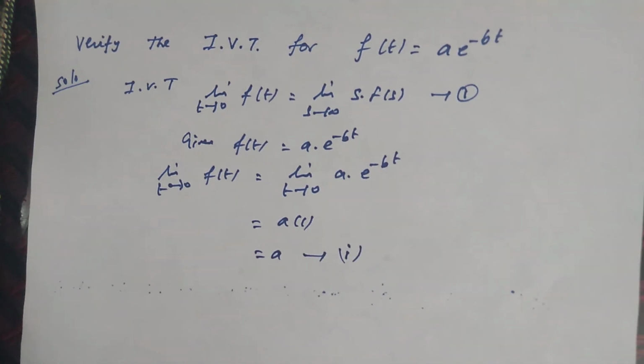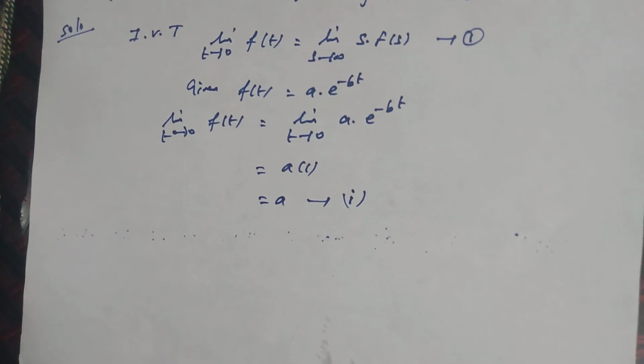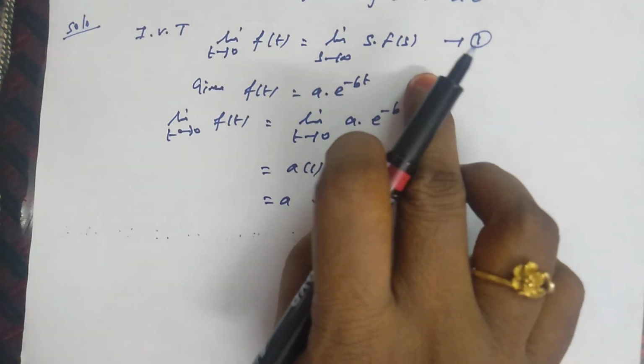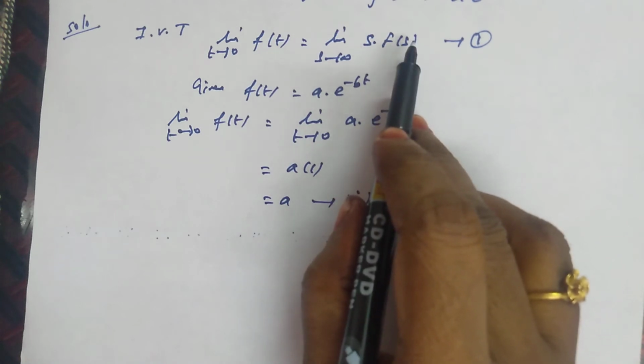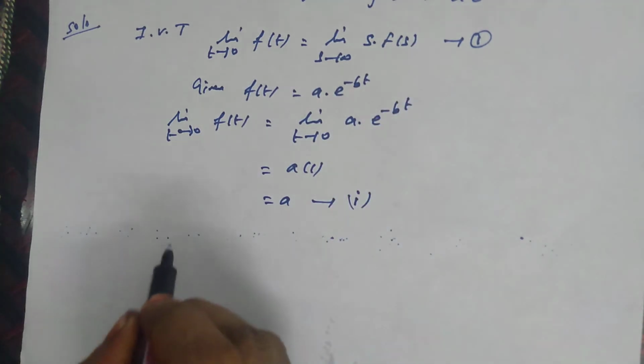First part of the verification is over. Now we are going to find the right hand side answer. What is the right hand side? Right hand side is s into f of s. That means we have to find f of s first. So what is f of s?